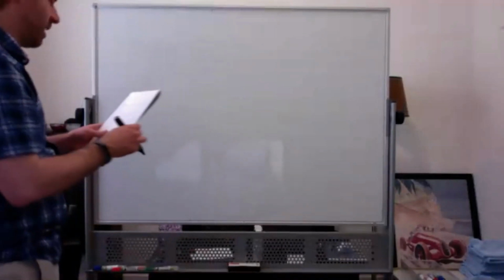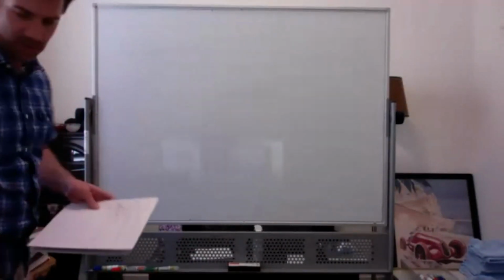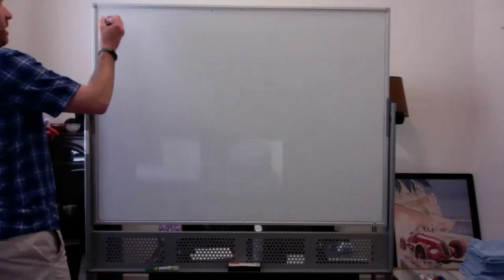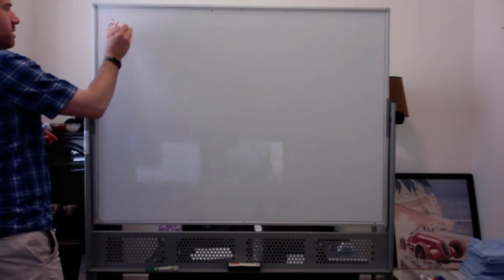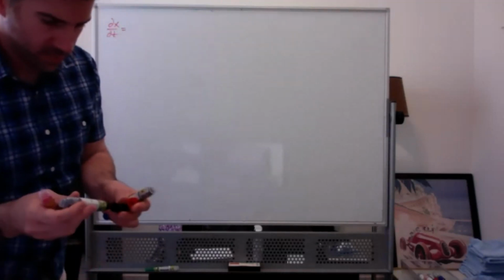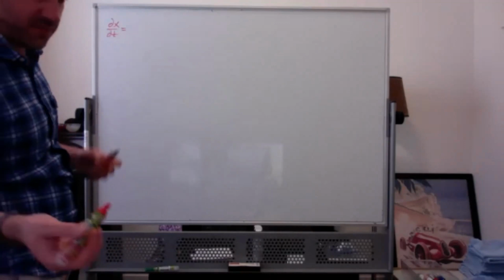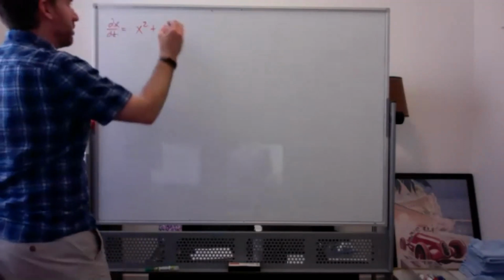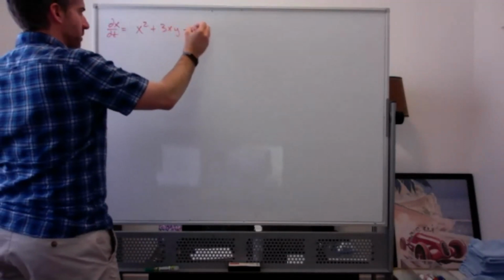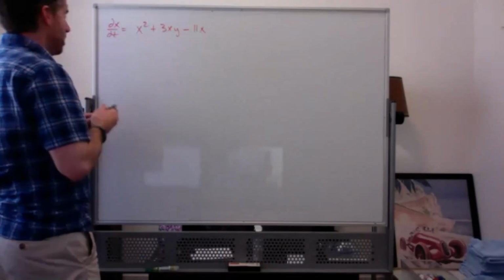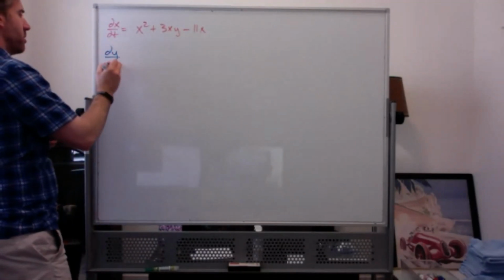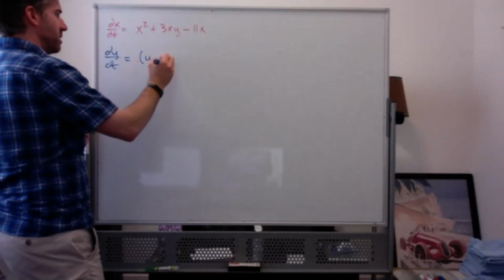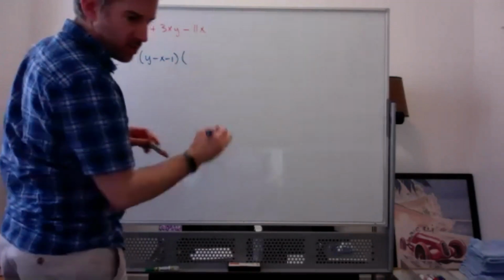So here, and I've made these maybe more challenging than they need to be, but not really. I was trying to tell them the things that look interesting. So let's say we've got dx/dt equal to, so this one I am going to not factor because the factoring is actually really easy. x squared plus 3xy minus 11x, and dy/dt is going to be, this one we are going to factor, y minus x minus 1 times 2y minus x plus 1.